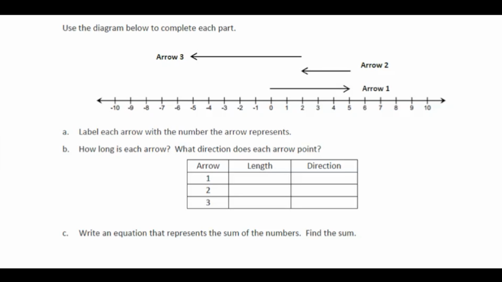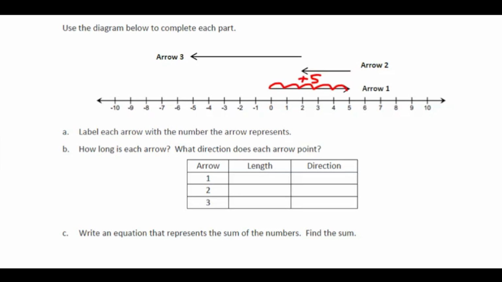Well, let's start with arrow number 1. To label an arrow, we first have to see how long the arrow is, and in addition, we have to say what direction it goes in. So arrow number 1, its length is 1, 2, 3, 4, 5. And since it is pointing in a direction to the right, we would say it is positive 5, or just 5.